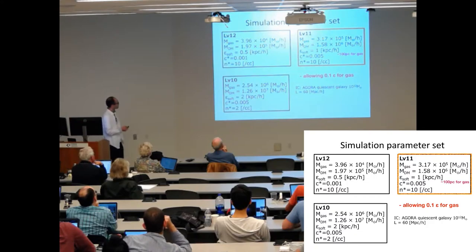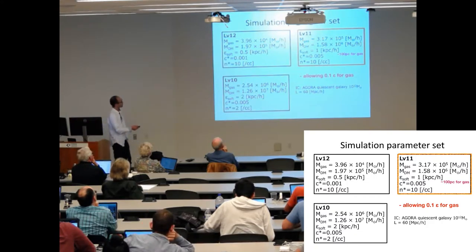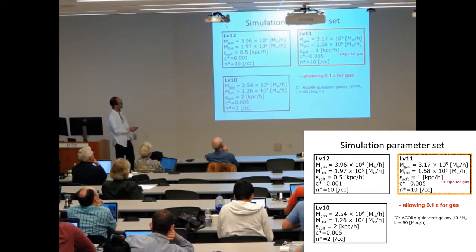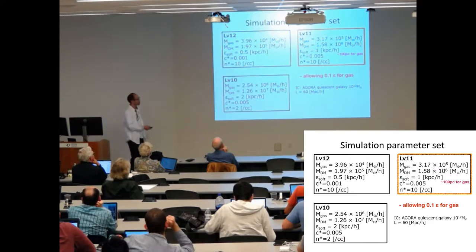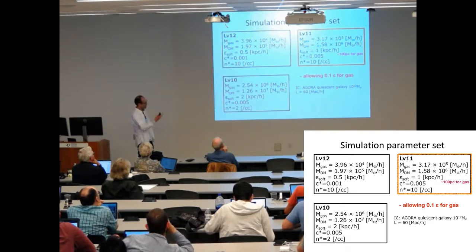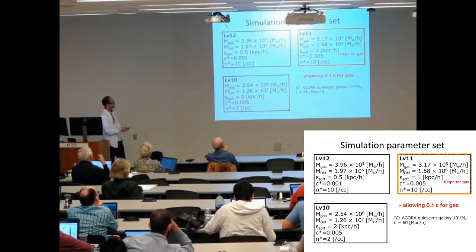Eventually we have to achieve this, but this is the level 11 case with this mass resolution. Softening for the gravity is 1 kiloparsec co-moving, and we allow baryons to go down to 1/10 of that, so 100 parsec for gas. 80 parsec is the nominal resolution that we agreed on, and the star formation thresholds and efficiency are these numbers. Okay?